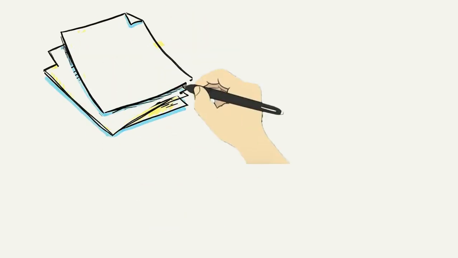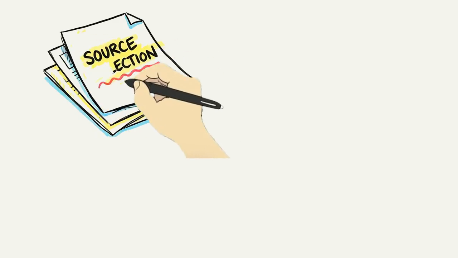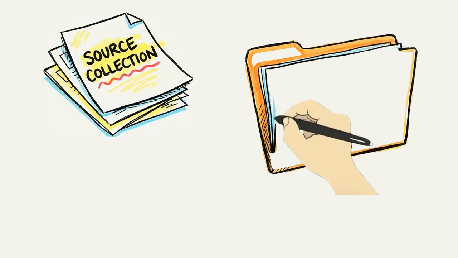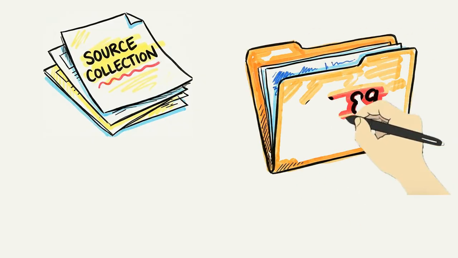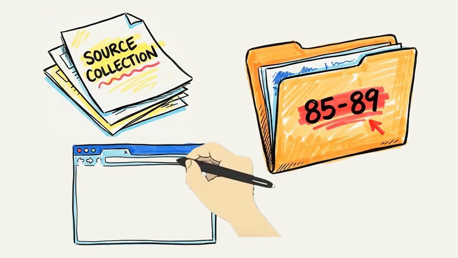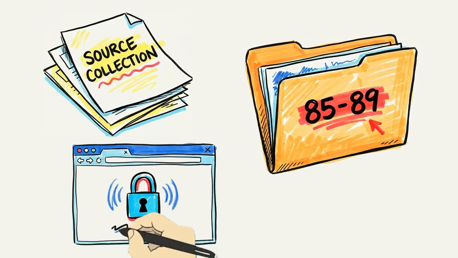Start with the source collection. In this example, Harvard's Problem of the Week page pairs each numbered problem with a published solution. We selected problems 89 through 85. Keep each problem, its solution, and its source links together. If automatic downloads are blocked, respect the site's access controls and use an authorized browser workflow.